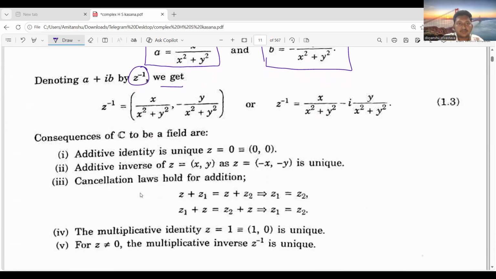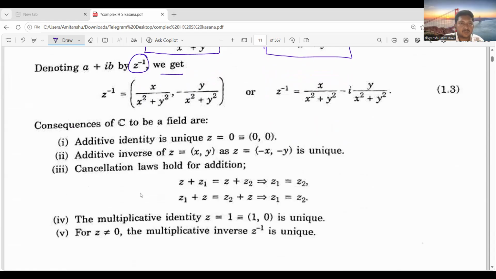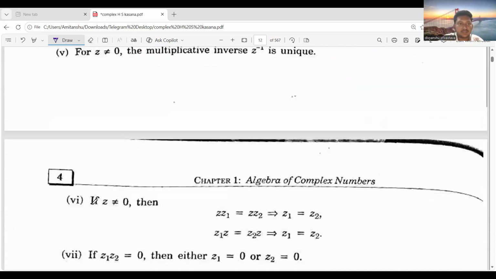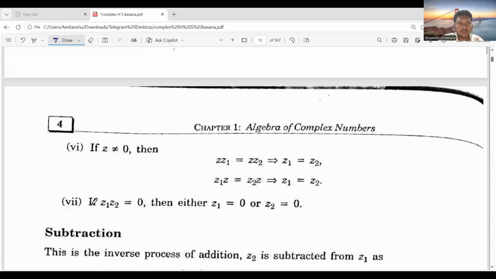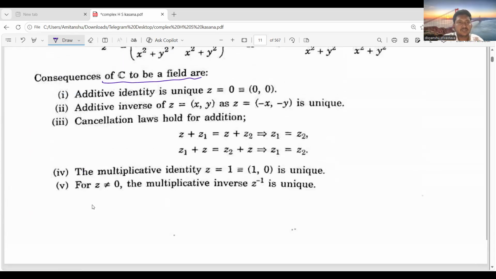So here is some more on the complex numbers being a field. These are the very basic properties. I think there are 7 properties here. First is that the additive identity is unique.